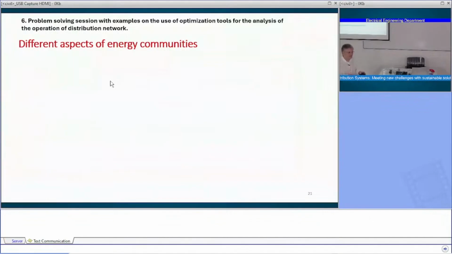distribution network with the several users in the low voltage distribution. And for this I will focus on the day-ahead scheduling, but also I will try to show the results of an activity for a procedure that is intraday, taking into account also the uncertainty, so several levels. I will start here just to say what are the different aspects of energy community.